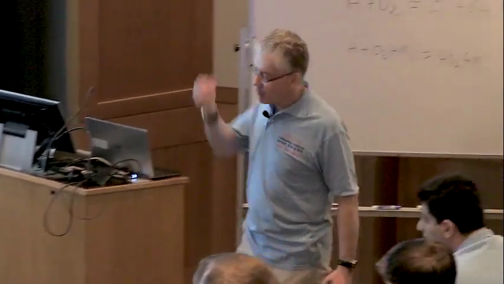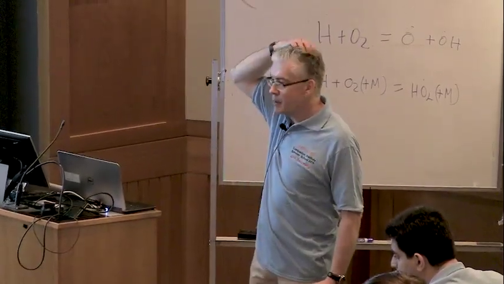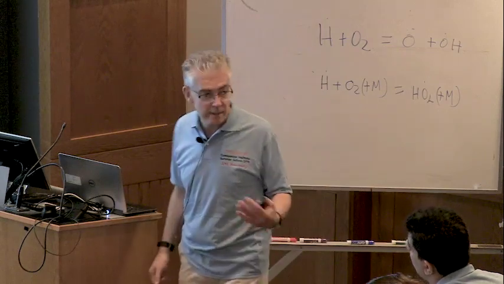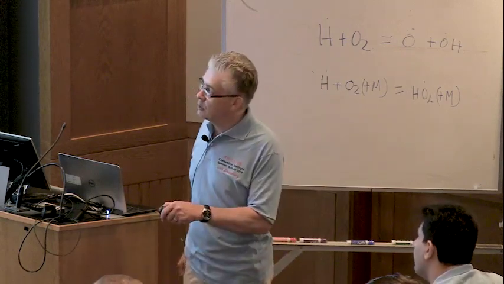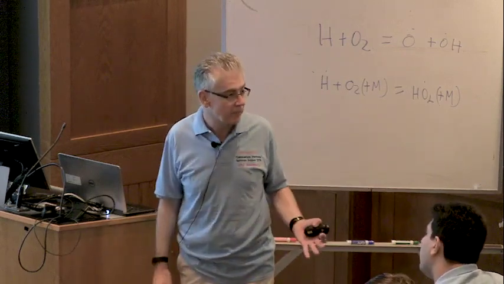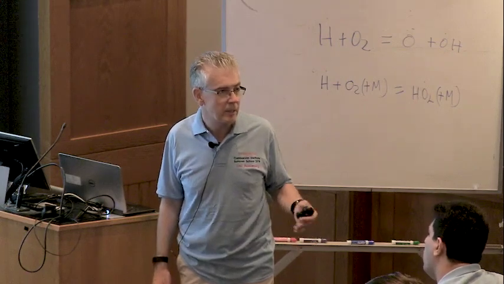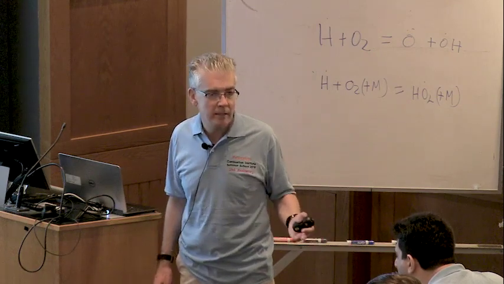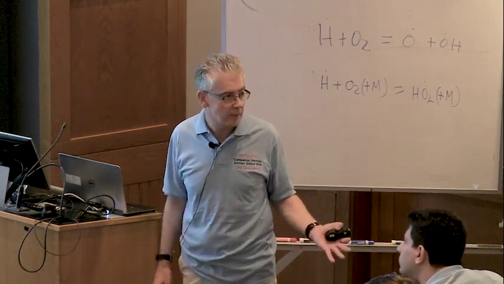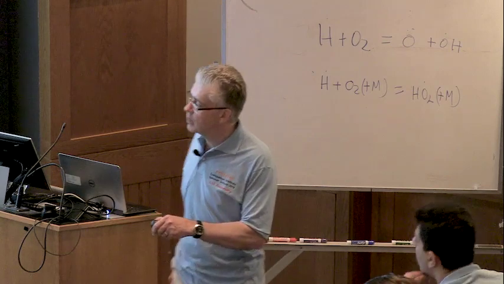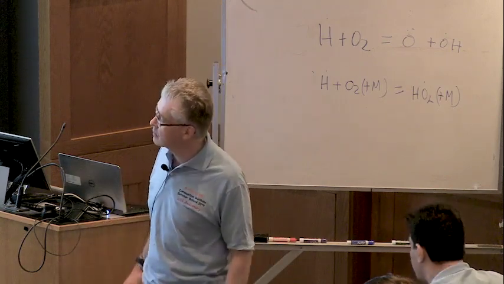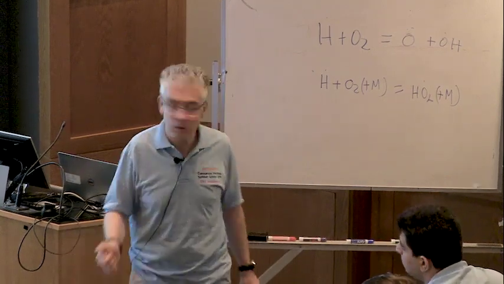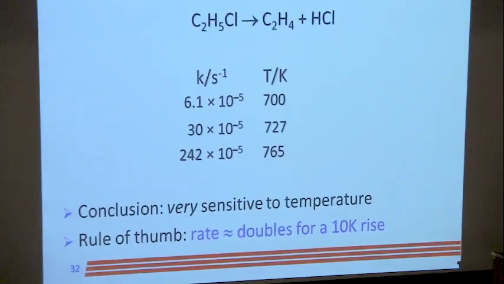You then plot the log of the concentration versus time, and you'd measure the rate constant for its decay. If it's elementary, it'll be first order. And minus the slope of the line will be the rate constant. So you measure that. The slope of the line is 6.1 times 10 to the minus 5 per second at 700 Kelvin.